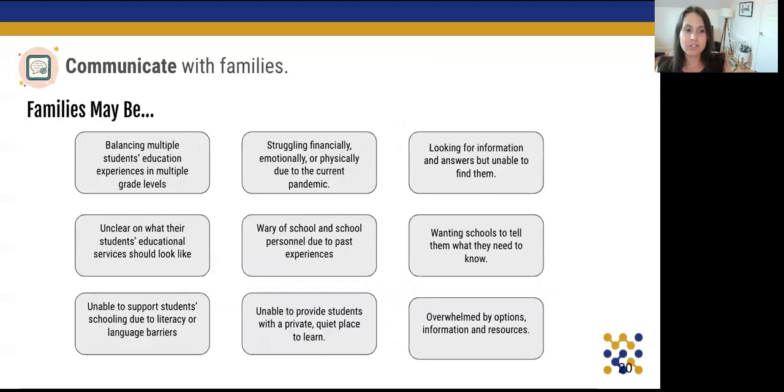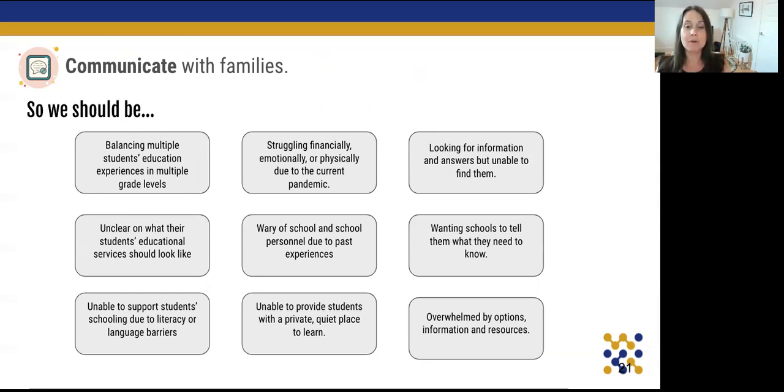Our final consideration is to really focus on our communication with families. We know there's challenges to this communication, no matter what, there always are. So it can be helpful to think through what families are facing right now. So these are some of the issues and concerns that we might be seeing. Because of all of these issues, we want to think about how we can respond.